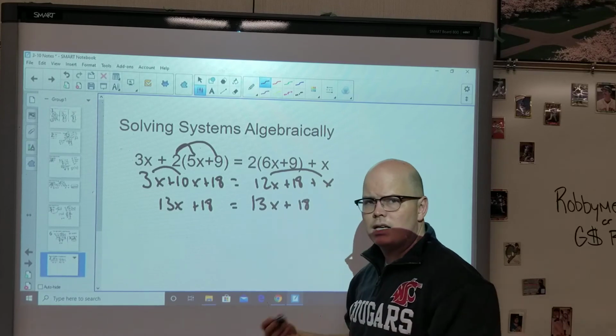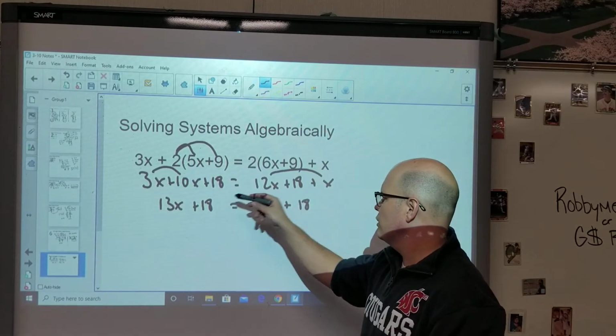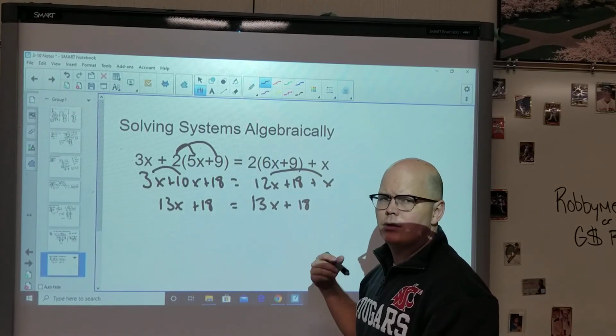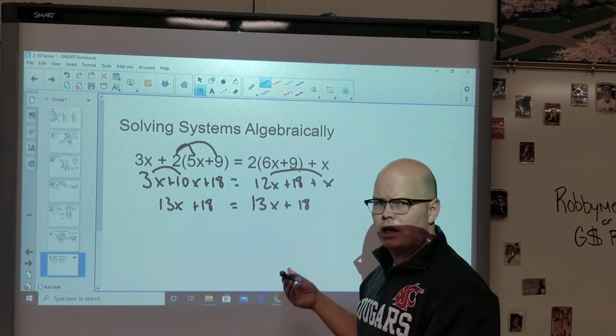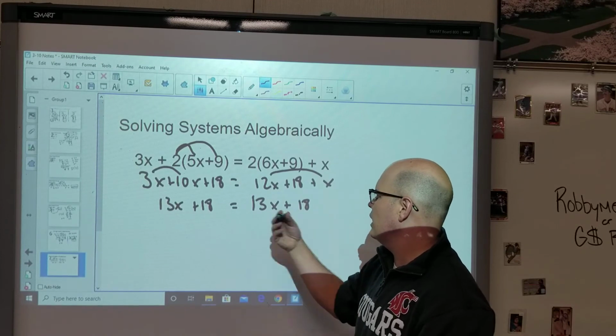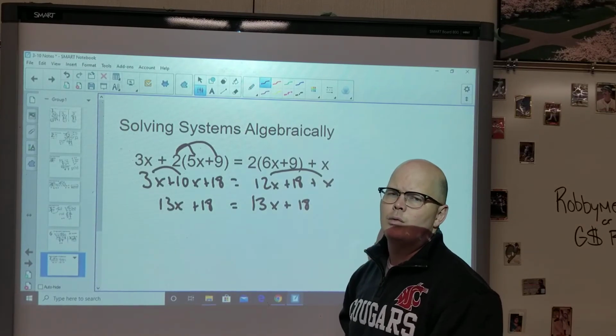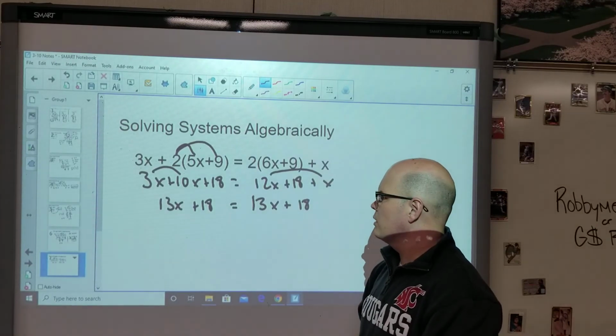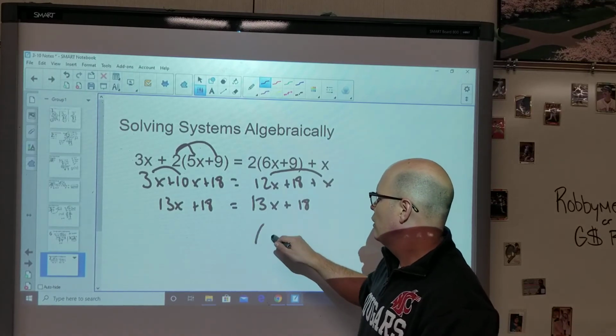And now I'm in the exact same situation. I could say I have the same slope and the same y-intercept, so it's infinite solutions. If I solved it algebraically, I'm going to get x equals x, which is infinite solutions, or I'm going to get 18 is equal to 18, which is infinite solutions. And those are the things that you're going to have to recognize.